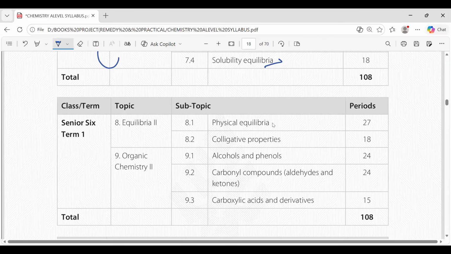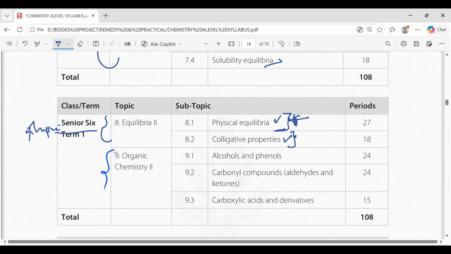I believe you can see. So in Equilibria 2, we have physical equilibria and colligative properties. And what I'm covering today is physical equilibria, which I believe today we are going to cover a lot from it. And then whatever remains, we shall cover it with colligative properties next week. So that we know for Equilibria 2, we are good. We are done. Now, that is still under physical chemistry.